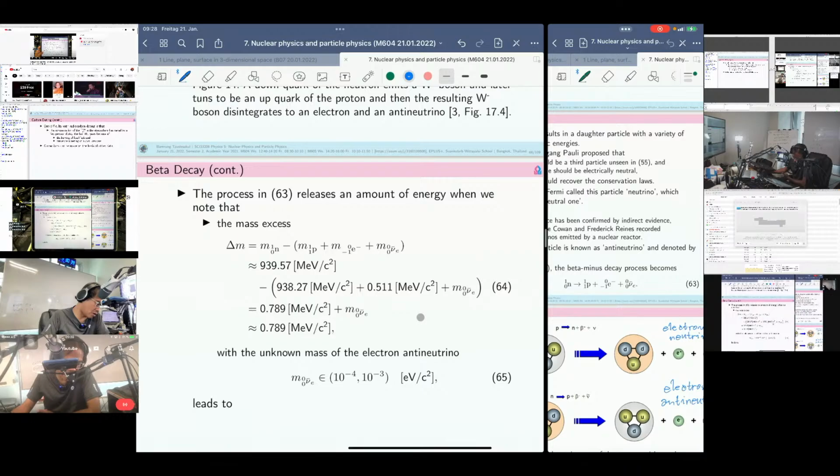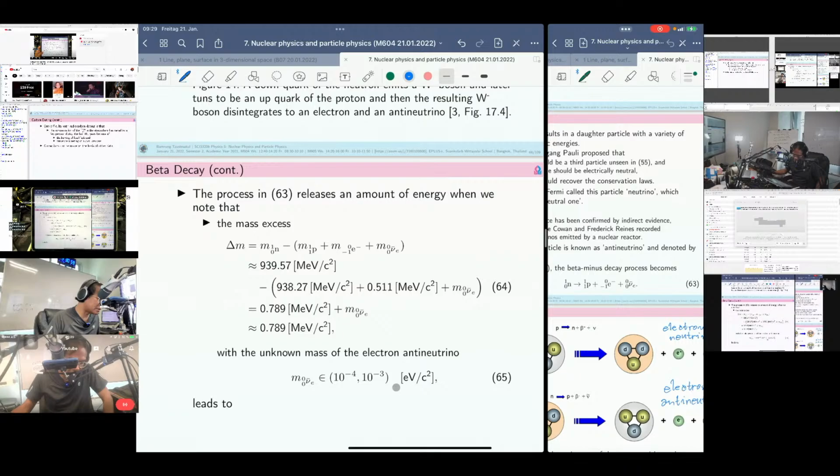It's like 1,000 million times less than the mass of the electron. They believe that, but now it's beyond the ability of the apparatus in physics. The mass of the electron neutrino lies in this range, which is very, very hard to detect.